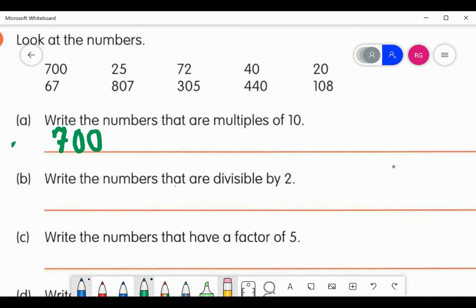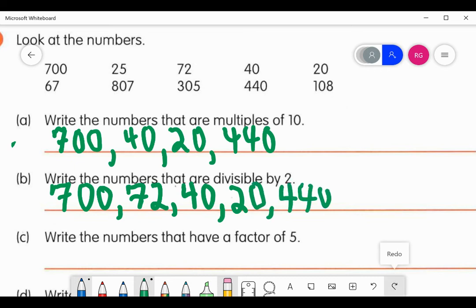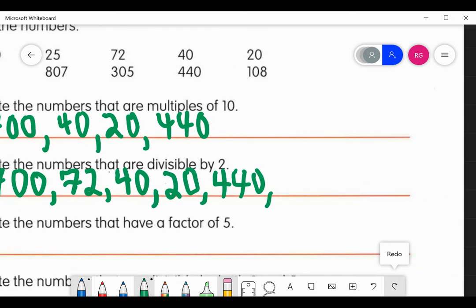All right, and then we can say 40, 20, and 440. All right, write the numbers that are divisible by 2. Here we go. We could say 772, 40, 20, 440. And the last one there is 108 of that list. Okay, so they're all even numbers.